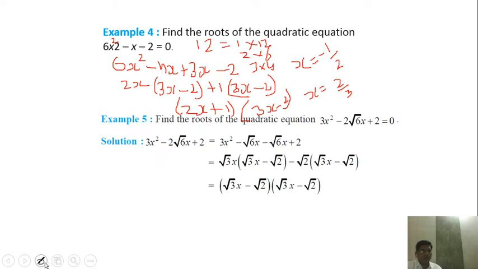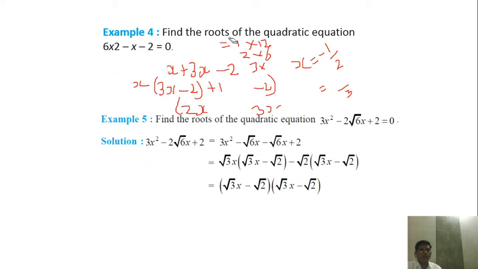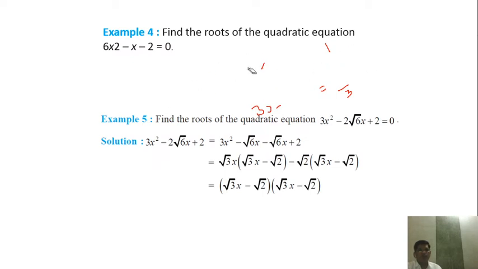One more sum related to roots. These are all examples, so you can open your textbook and go through it properly. You can get the correct answer and understand better.